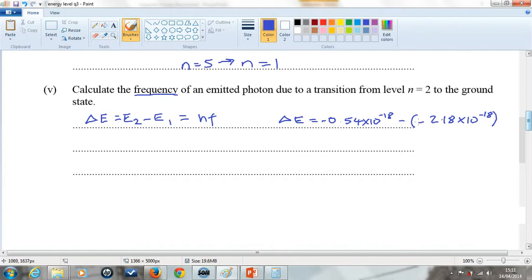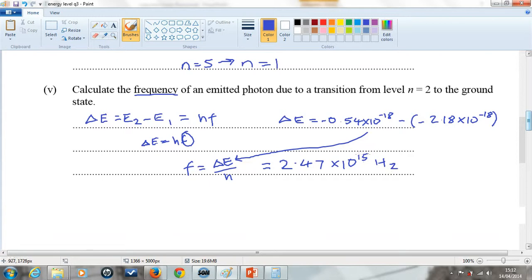But I'm not going to do that just yet, because if I rearrange delta E equals hf, I just want the frequency here. So f is equal to delta E over h, Planck's constant. If I plug this energy in for delta E, and I put 6.63 times 10 to the minus 34 in for h, I end up getting a frequency of 2.47 times 10 to the 15 Hertz. And that's about the order of magnitude that I would be expecting to see.